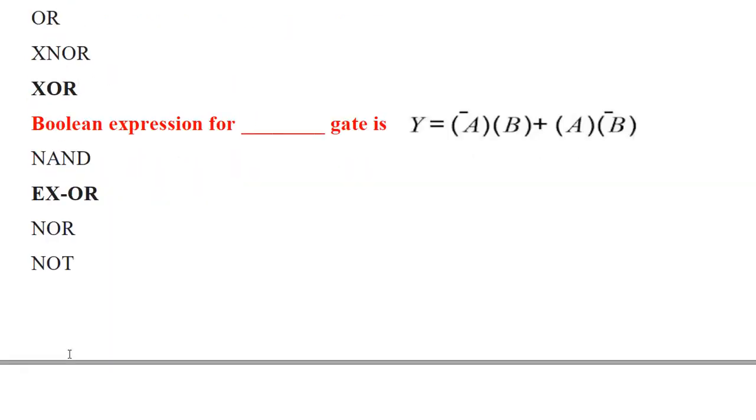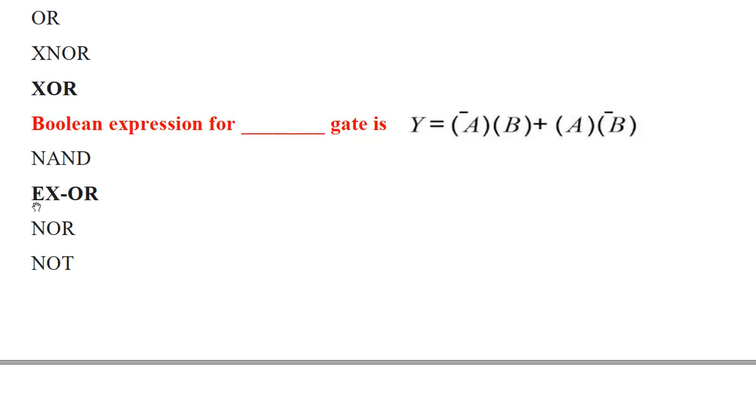The next Boolean expression is given, for which gate? The Boolean expression is A complement B plus A B complement. So this is an expression of the XOR gate. What is the expression for the XNOR gate? Boolean expression means output equation. So either you can write A XOR B, or you can write A complement B plus A B complement. This output equation of the XOR gate is in the form of basic gates.